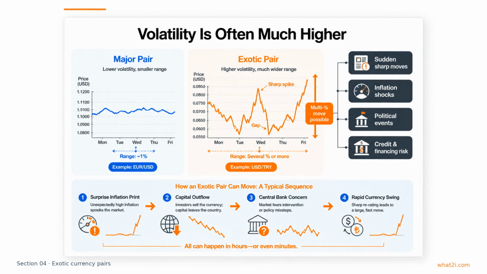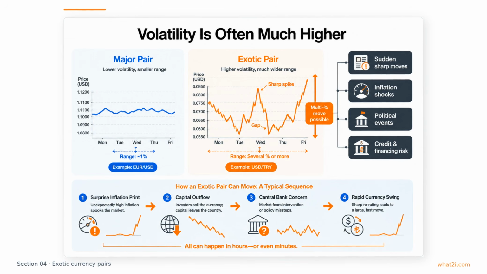Exotic pairs are also often much more volatile than majors. Prices can move suddenly and sharply in response to local inflation, political developments, capital flows, commodity shocks, or credit concerns. In some countries, confidence can change quickly, and the currency can reprice just as quickly.